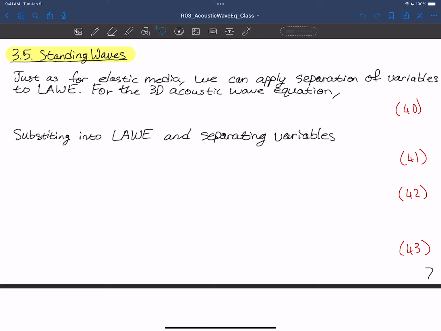In this video, we are going to go through standing waves for the linear acoustic wave equation. Just like for elastic media, we can apply this technique of separation of variables to the linear acoustic wave equation. For the 3D acoustic wave equation, we can write that the pressure P of x comma t, where x is a vector, is equal to a function big T of time times a big X of little x times a big Y of little y times a big Z, which is now a function of little z.